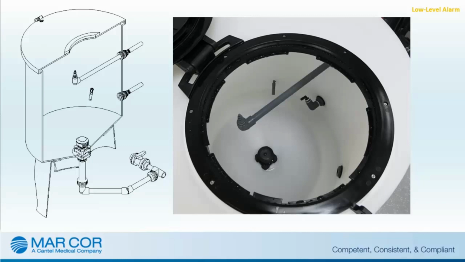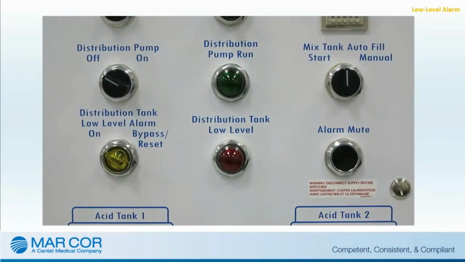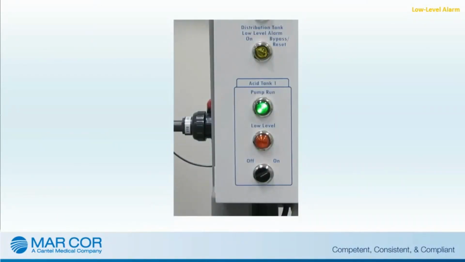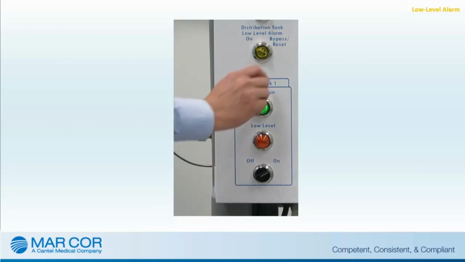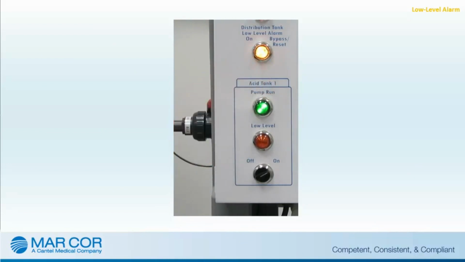This alarm sounds when there is approximately 20 gallons of solution left in the distribution tank. An audible alarm sounds to prompt the user to recognize the low-level condition and take steps to replenish the distribution tank solution levels and/or disable the alarm. When the distribution tank low-level alarm hand switch is turned to the reset bypass position, the alarm will be discontinued.